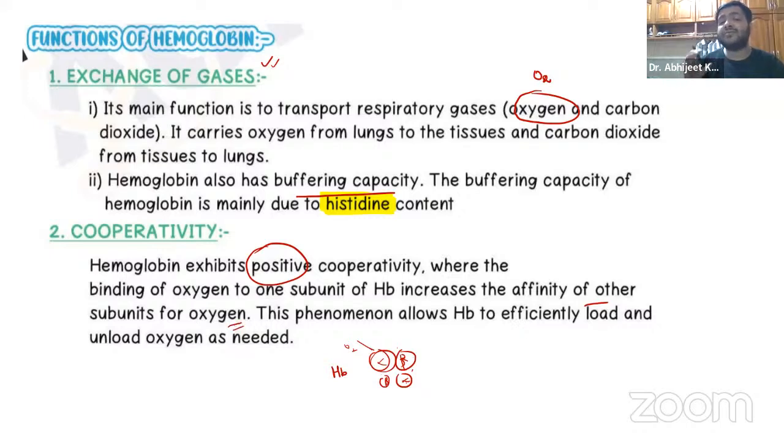This phenomenon basically allows the hemoglobin to efficiently load and unload the oxygen. There are four subunits in the hemoglobin, two alpha and two beta. If one subunit is bound to the oxygen, it will convince the other subunits to take oxygen. And if all the subunits have oxygen, that is called the loading of the oxygen. So it allows the hemoglobin to efficiently load and unload oxygen as needed.